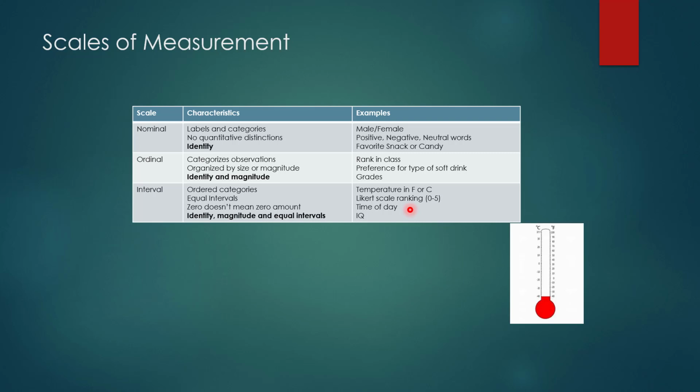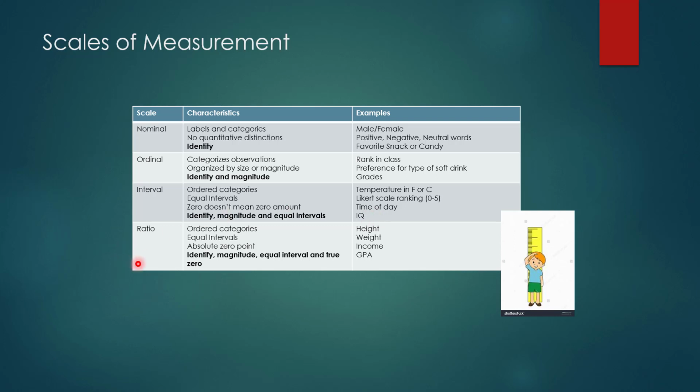Time of day, again, 0 to 100 hours doesn't mean that there's no time at all. It just gives you an equal interval. There's 60 minutes in each hour, right? So we have an equal interval. Same thing with IQ. When you're talking about an IQ, you don't have a 0. You start kind of around 70 or something like that. So again, with that, you're not going to have a true 0.